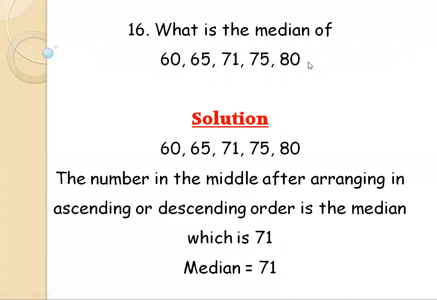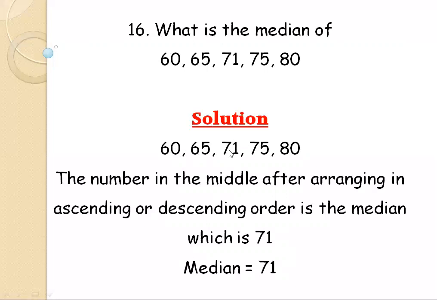The next question says, what is the median of 60, 65, 71, 75, 80? Median is the number in the middle. But before you can find a median, you have to make sure that your numbers are arranged in ascending order. For this question, the numbers have been arranged in ascending order. So all I need to do is to look for the middle number. This is quite easy because I have 5 numbers. So the middle number is the third number, and that is 71.